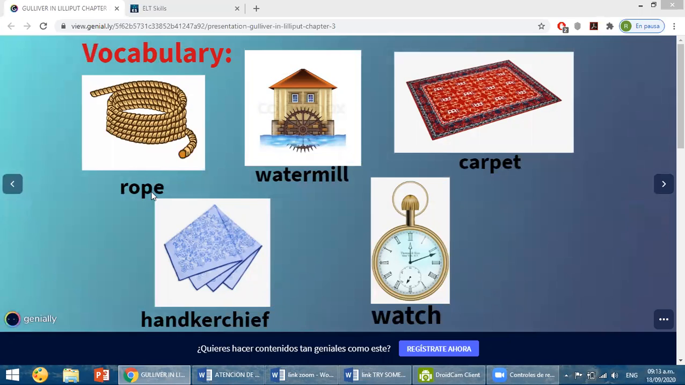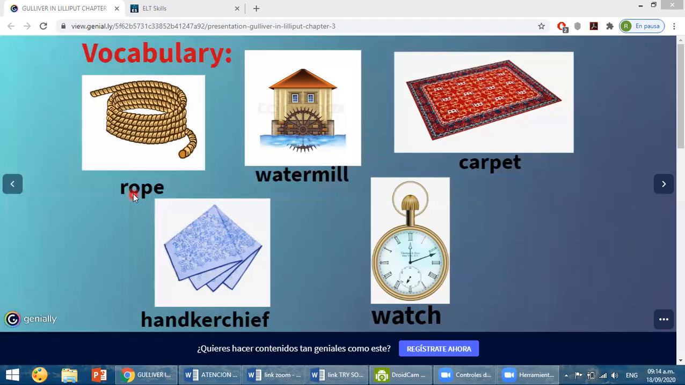Rope. Handkerchief. Watch. Good. Thank you.